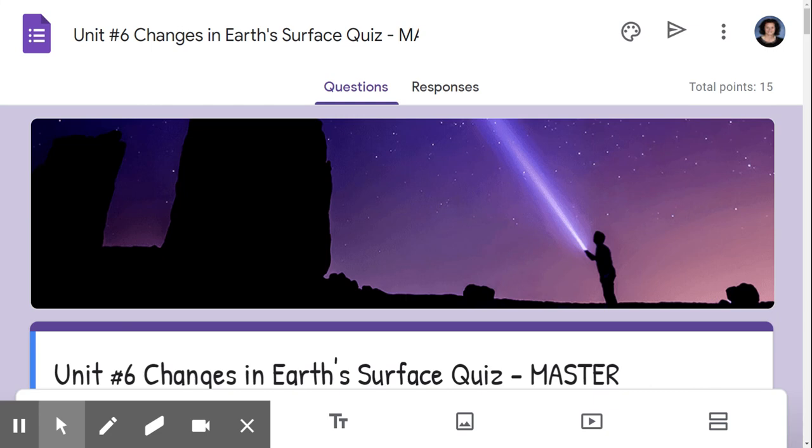Question 8. As a glacier melts, large pieces of ice sheets break off. The large pieces that break off melt and form this glacial formation. Oxbow Lake, moraine, meander, or none of the above.